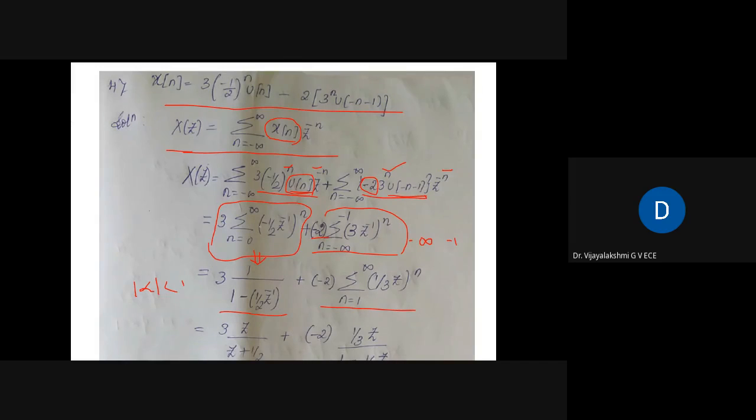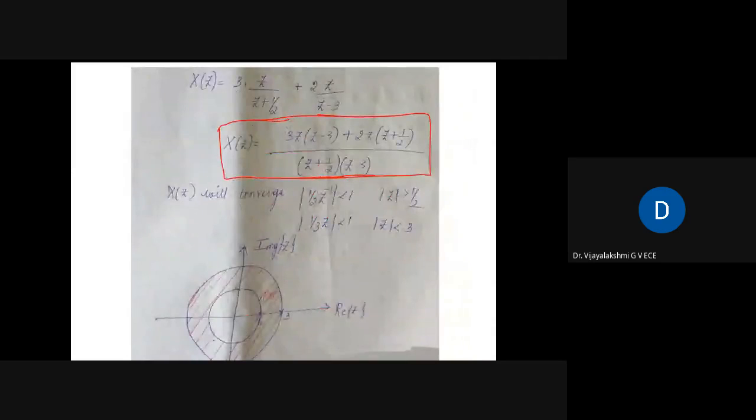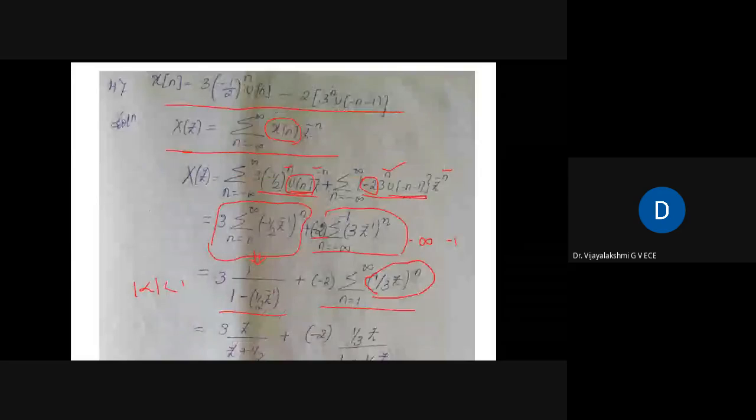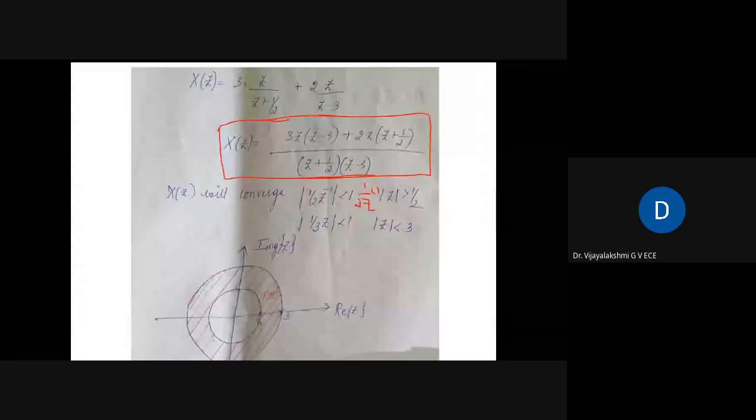Now for the first term, your alpha is half z power minus 1. For the second case, it is 1 by 3z. So for the first term, half into z power minus 1 is less than 1. So here it becomes 1 by 2z less than 1, or z is greater than half. And for the second term, in place of alpha I have 1 by 3z. So this becomes 1 by 3z less than 1, or z is greater than 3.